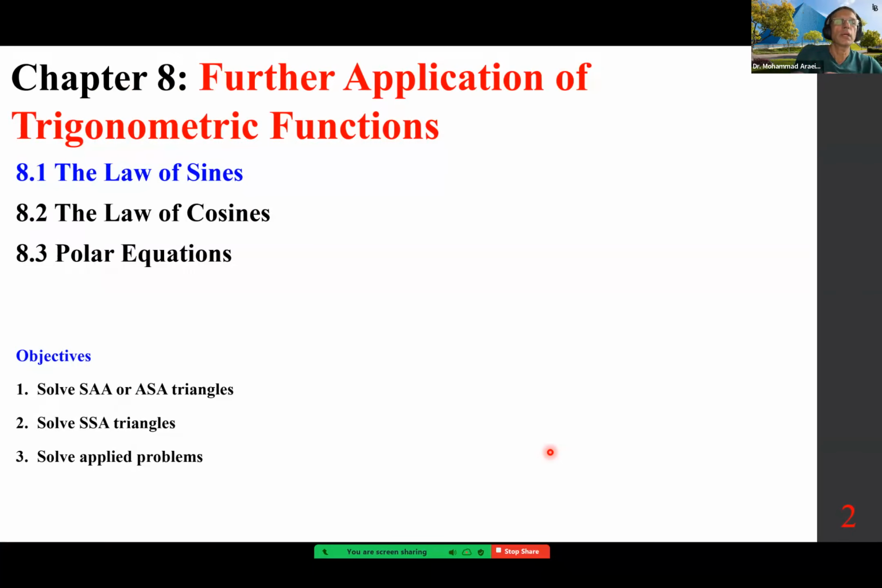So we are going to look at the law of sines, the law of cosines, polar equations. The objectives for this section, the law of sines, section 8.1, are to solve SAA (side angle angle) or ASA (angle side angle) triangles, solve SSA (side side angle) triangles, and solve applied problems.